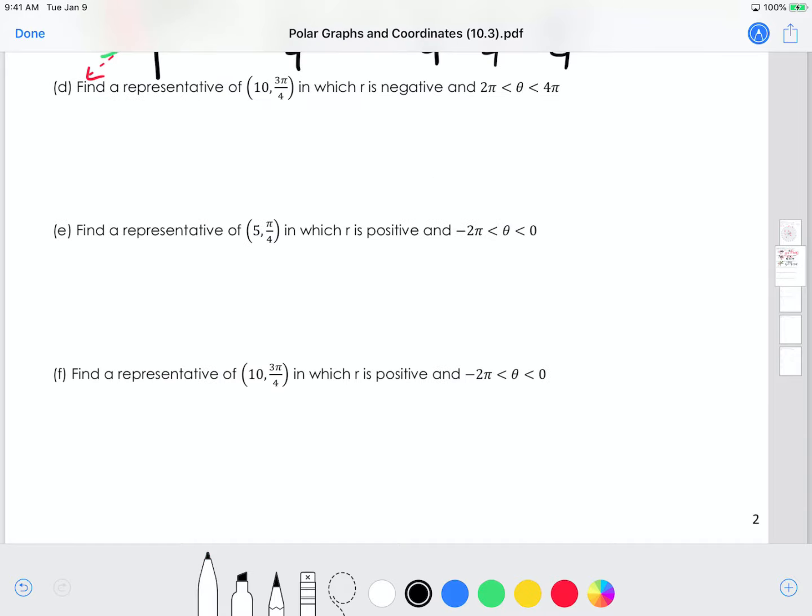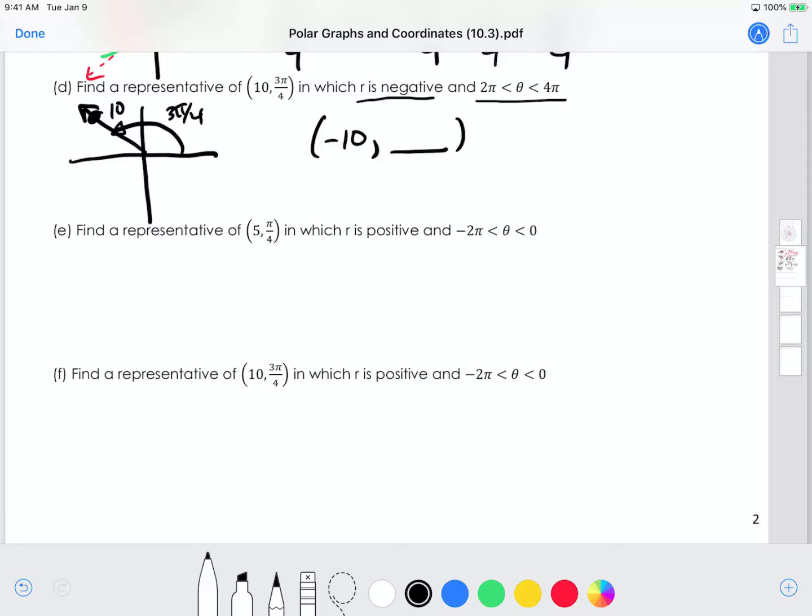In example D, I'm going to open 3 pi over 4 and come out to 10. So this point here has a length of 10 from the origin, and this angle is 3 pi over 4. Now we want to find a point where r is negative and it opens up on the second rotation. So the angle needs to be between 2 pi and pi. We want r to be negative and we need to find a new angle.